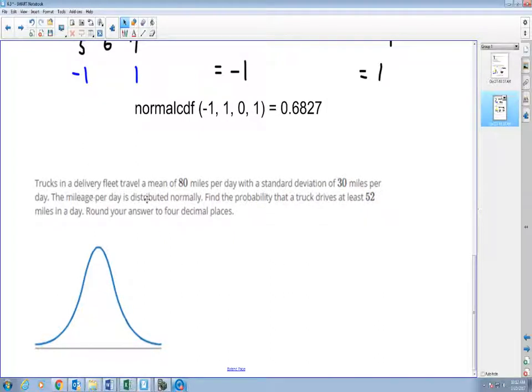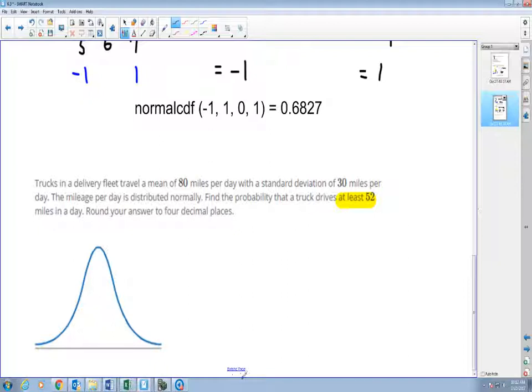Trucks in a delivery fleet travel a mean of 80 miles per day with a standard deviation of 30 miles per day. So some drivers will drive 30 miles less, some drivers will drive up to 30 miles more. The mileage per day is distributed normally. Find the probability that a truck will drive at least 52 miles. Alright, so this is at least.